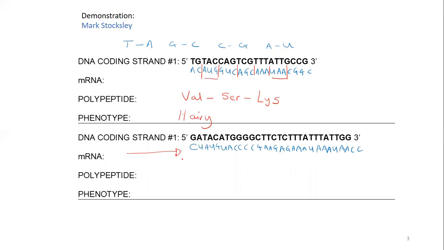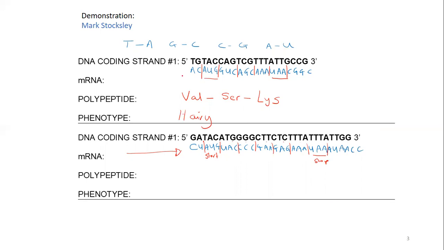And now we have to go and get the polypeptide. So again, don't forget, don't just start making threes. You have to set the reading frame, and it's set by the start codon. So there's our start there, and then it's read in threes like this. And there's UAA, so there's our stop codon. So we know that this one's going to be 1, 2, 3, 4, 5 amino acids long.